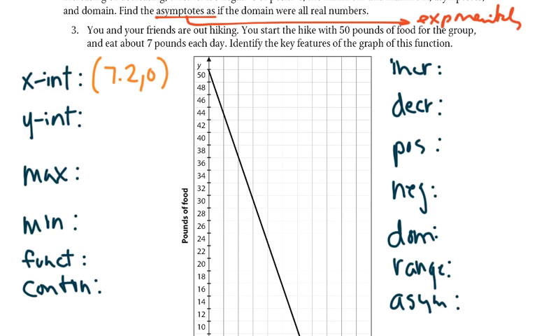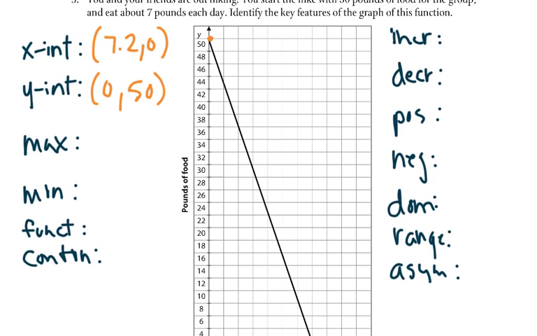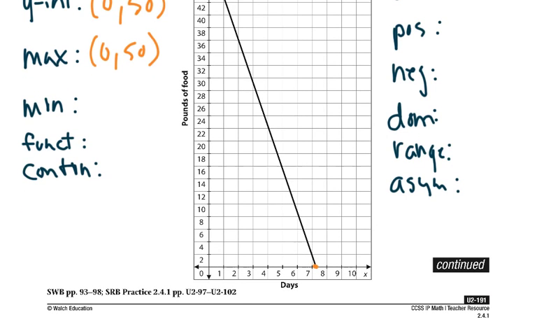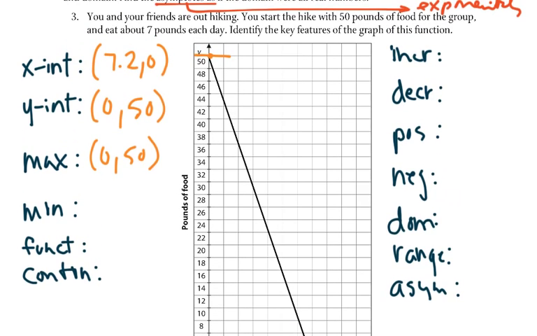Okay, now y-intercept. Where's it cross the y? At 50, so it would be 0, 50. Okay, so do we have a maximum and a minimum? Yeah, our highest point is that y-intercept, so 0, 50. Our lowest point happens to be the x-intercept, so it would be 7.2, 0. Okay. Now remember, all these four are points. So that's how your answers should look. They should look as points.